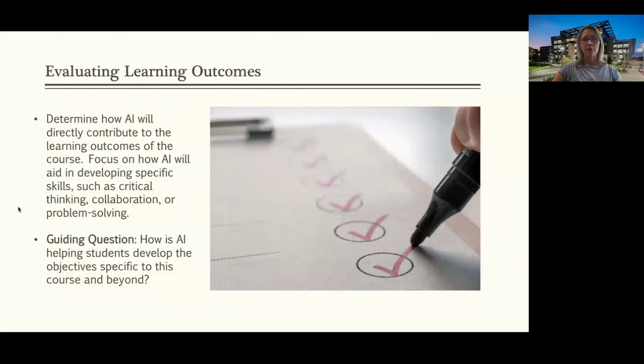Evaluate your learning outcomes. Of course, it goes without saying, anytime we're using AI in the classroom to help with lessons, is this still in line with the learning outcomes for this course? And is it helpful to students, not just in this course, but will it be helpful to them to apply this to various contexts, maybe in future classes or in their future career?